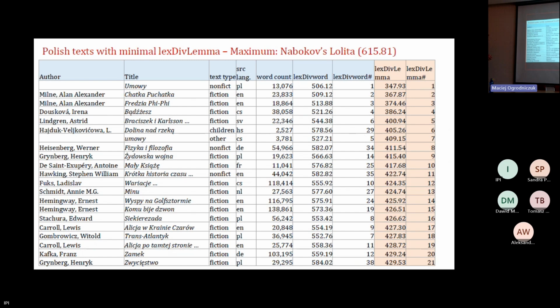The other opposite is Nabokov's Lolita. It has over 1600. So here you see the range, from 300-something to 600-something.